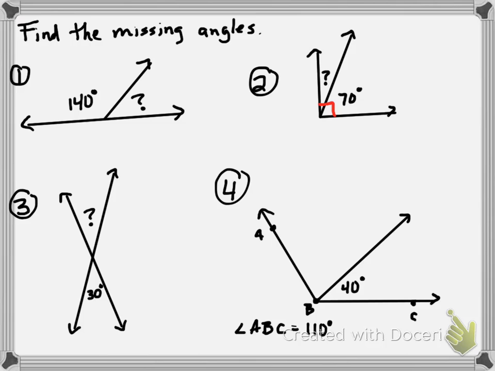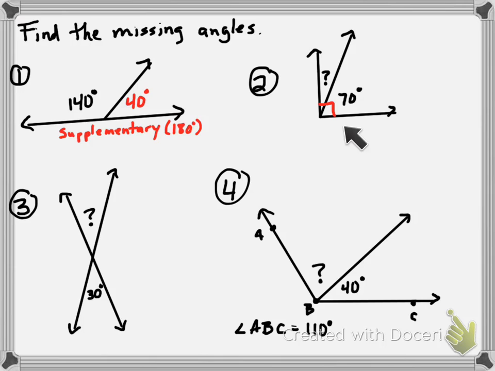Okay, what do you notice about number 1? They make a straight line. They're adjacent, right? But they're a special one because they make a straight line. They are supplementary, which means they have to add up to 180. Well, what do I have to add to 140 to get to 180? I have to add 40 degrees. So this angle is 40 degrees.